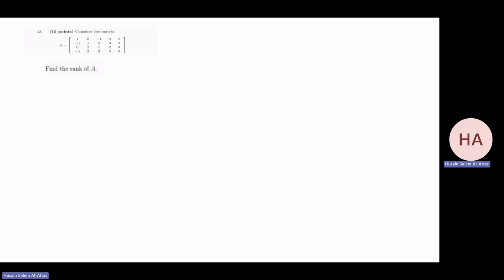Find the rank of A. Multiply the first row by 1 and add it to the second row, and add it to the fourth row. Let us see what will happen. 0, 3. I have -1, 1. No, I need to do the calculation. If we do the calculation, what will we get? Hopefully the calculation is correct.